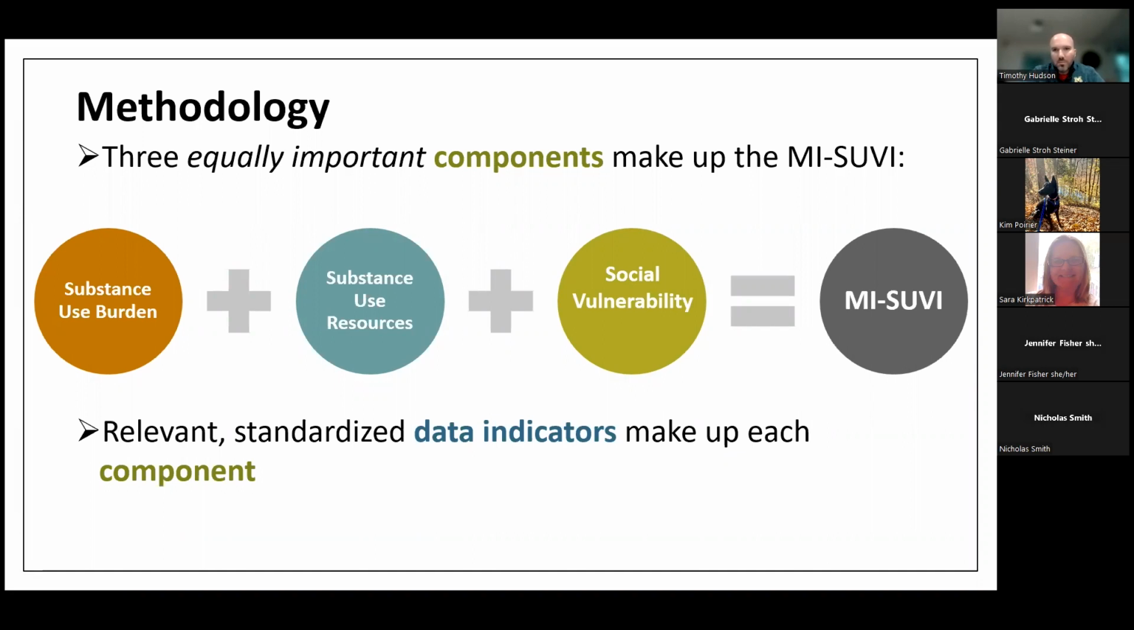So at the beginning of this project, we decided we wanted to think about three larger buckets that affect a community's and individuals' vulnerability to substance use. Those three buckets, which to us were equally important, are substance use burden, substance use resources, and then the social vulnerability, or social infrastructure, of communities. Within each of those buckets, we have different specific data points that feed into the bucket in a standardized manner, but each of these three things is equally important in the MySUBI.